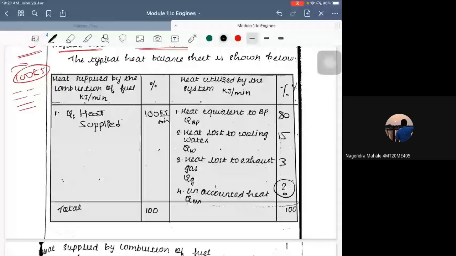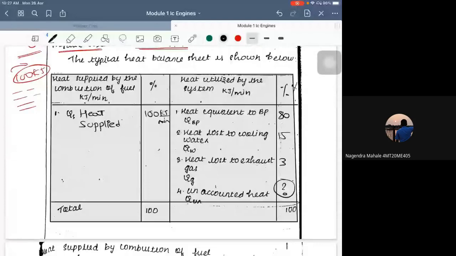So if heat equivalent to BP, how much have I supplied? 100 kilojoules of heat I have supplied. In those 100 kilojoules of heat, I have utilized 80 for BP, 15 for cooling water, and 3 for the exhaust gases. So how much is the unaccounted heat is my question. Any idea? You calculate.